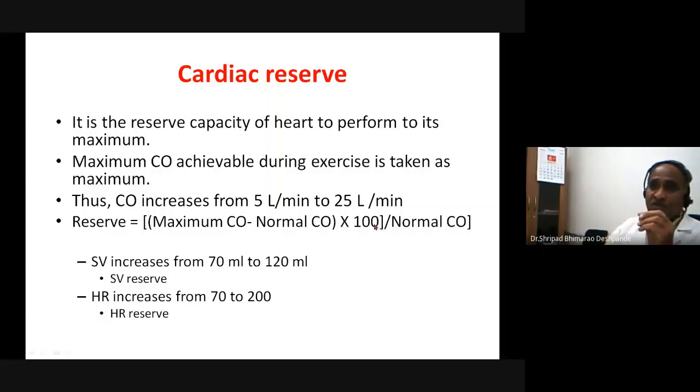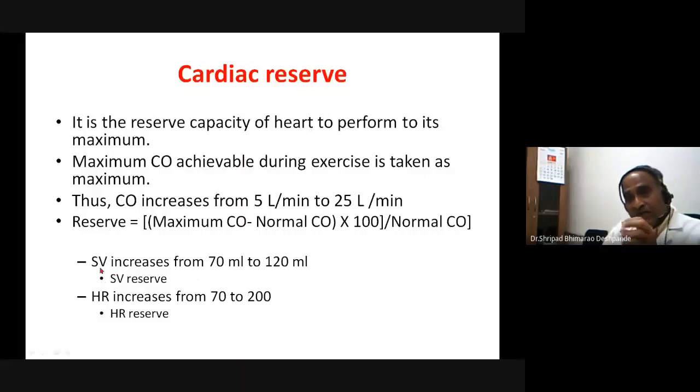If you are looking at 25 minus 5 is 20, 20 divided by 5 is 4, 4 into 100 is 400%. So that is the cardiac reserve. Normally it is more than 400%. It's about 4 to 500% of the normal. Okay, that is in a normal situation.